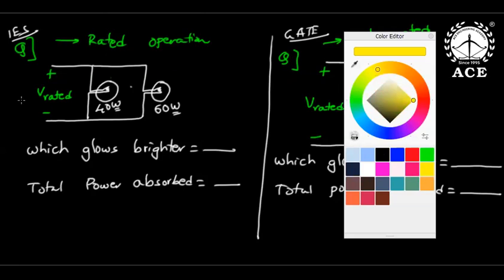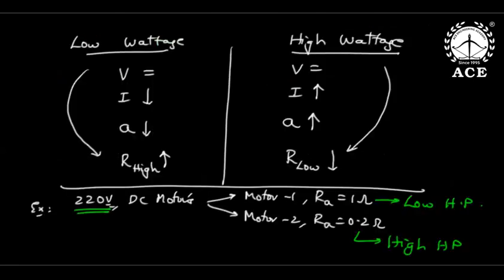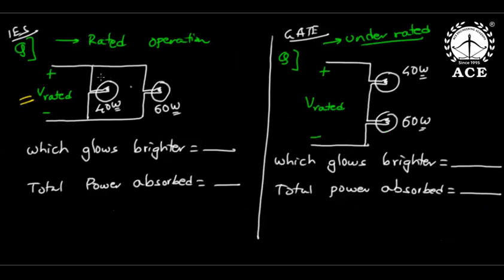In a parallel system, first of all, voltage is equal across both the elements. Don't worry about voltage now, but I told you the concept. From the previous slide, low wattage will have high resistance and high wattage will have low resistance. Same concept here: this is low wattage, so resistance will be high, and this is high wattage, so this resistance will be low. For the same voltage, high resistance means current is less, and low resistance means current is high.